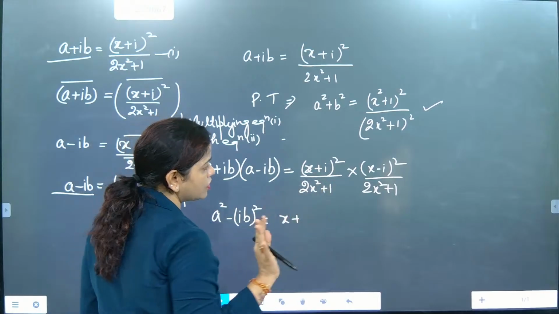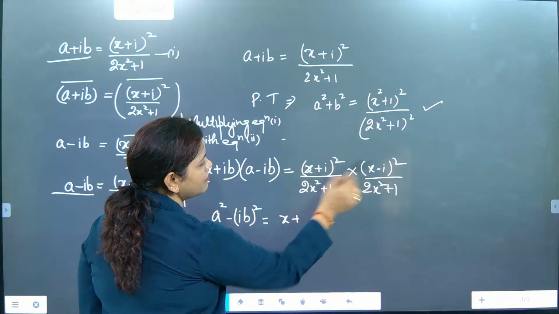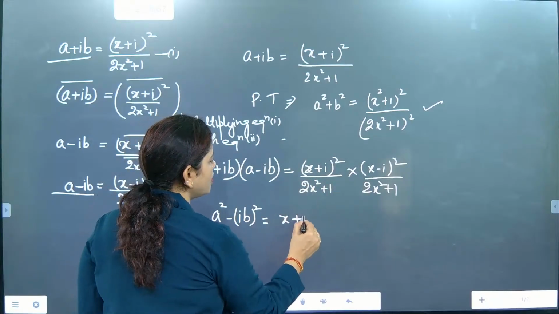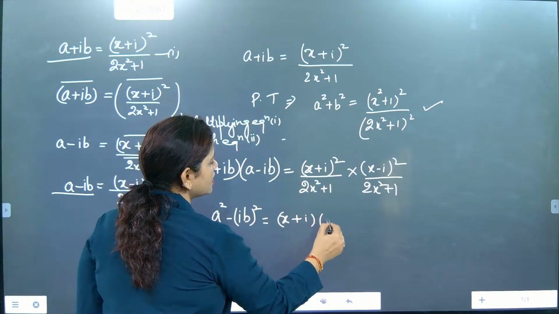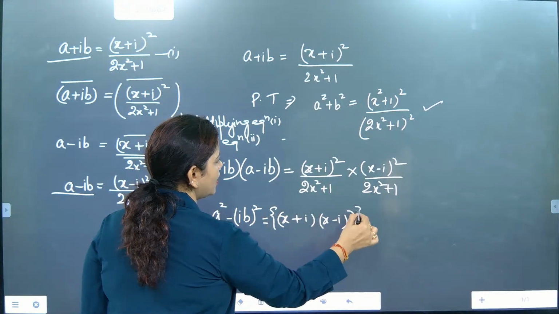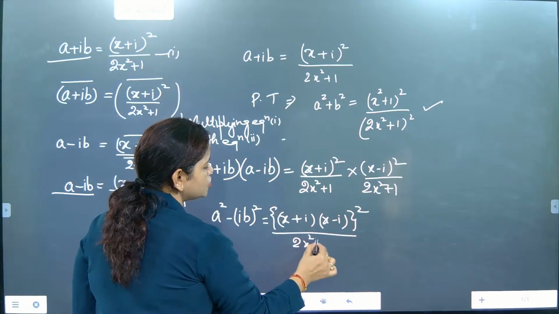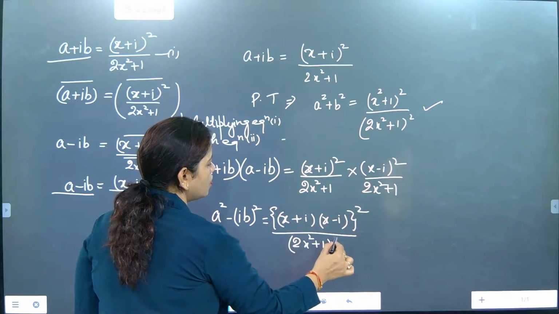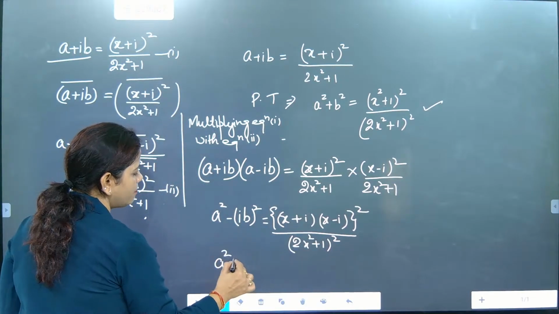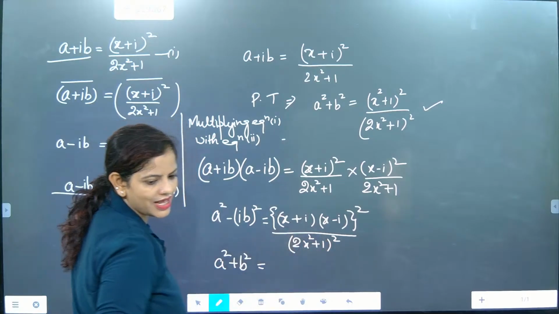If you consider here, don't go for opening it. It is a plus b, a minus b, again it is coming, and the square format is there. So we will do x plus i, x minus i whole square distribution outside. And here this part will come directly, that is 2x square plus 1 whole square. Now this part will become a square plus b square. This section is done, and here x plus i, x minus i.